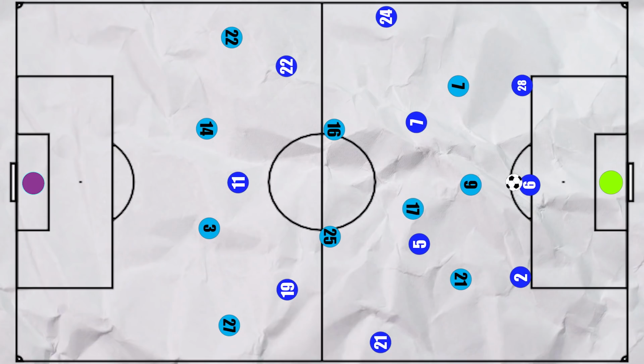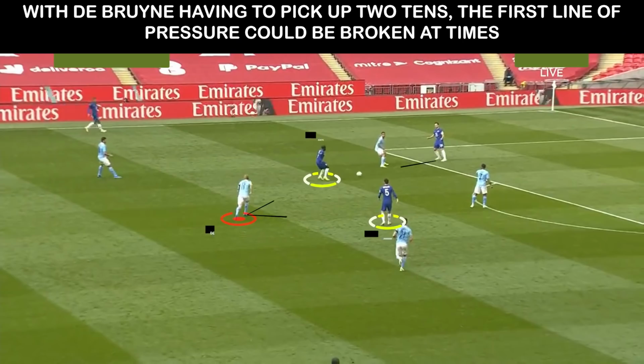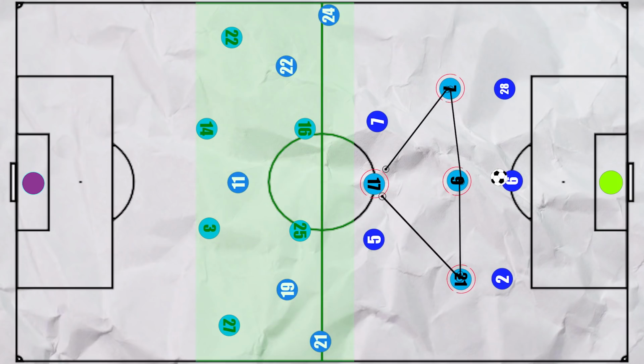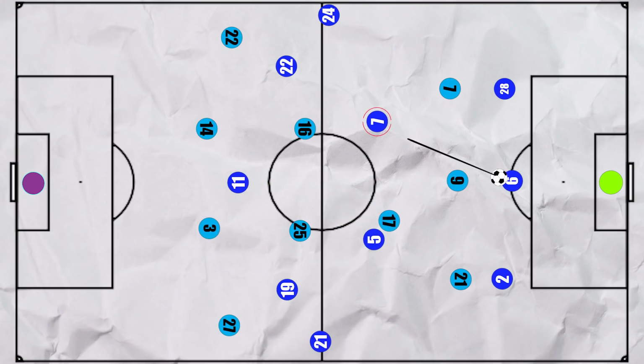And at times, the Blues could break this initial press by finding one of these pivots. But here's where real problems began to emerge for City. When this pressing shape was isolated, it meant that there was essentially a 6 versus 5 advantage to City in defensive areas. However, to try and stop this pass into the pivot, Rodri would at times push higher, leaving things much more even higher up the pitch.